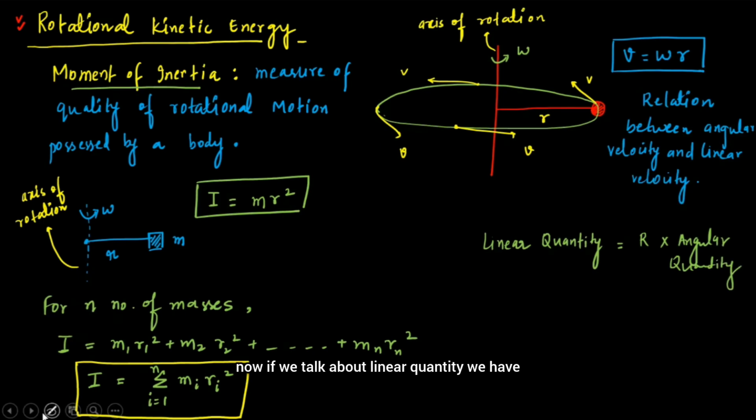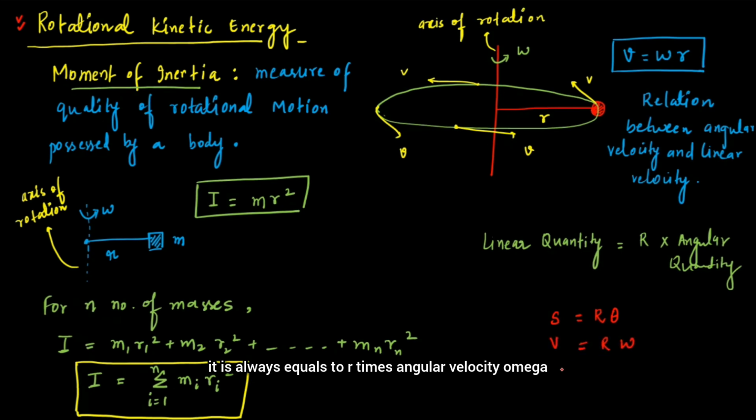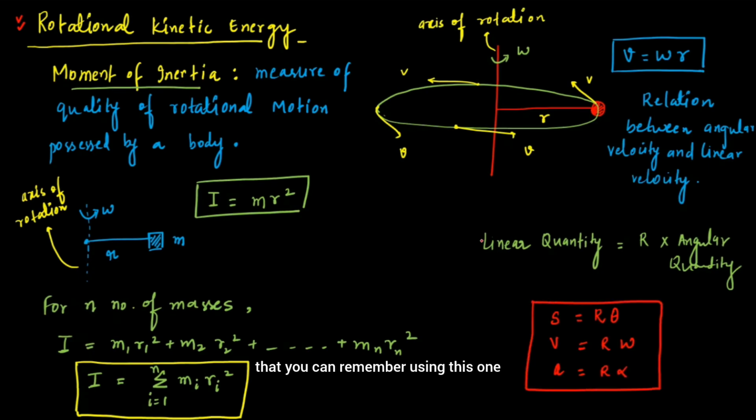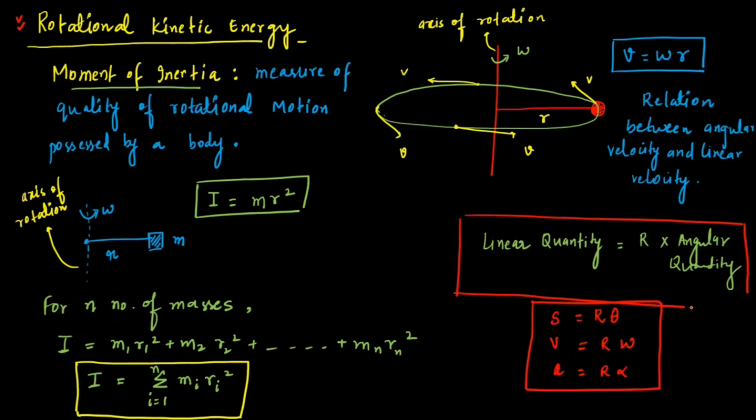Now, if we talk about linear quantity, we have so many linear quantities. Let's start with displacement. So linear displacement, if we represent it using S, it is always equal to r times angular displacement, that is theta. If we talk about linear velocity, it is always equal to r times angular velocity omega. If we talk about linear acceleration, it is equal to r times angular acceleration. So these are the relations that you can remember using this one. So this is how you are supposed to remember it. That is what I told you.